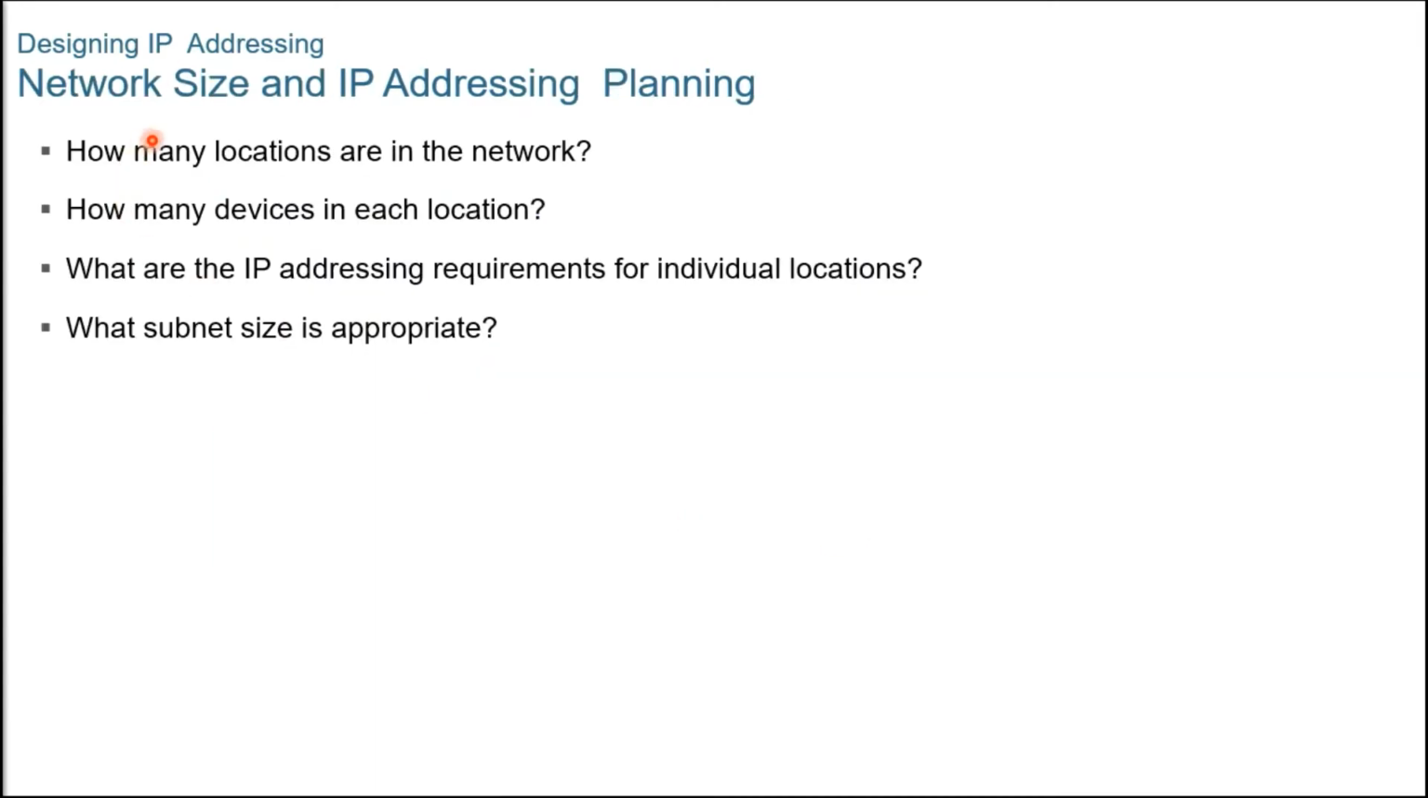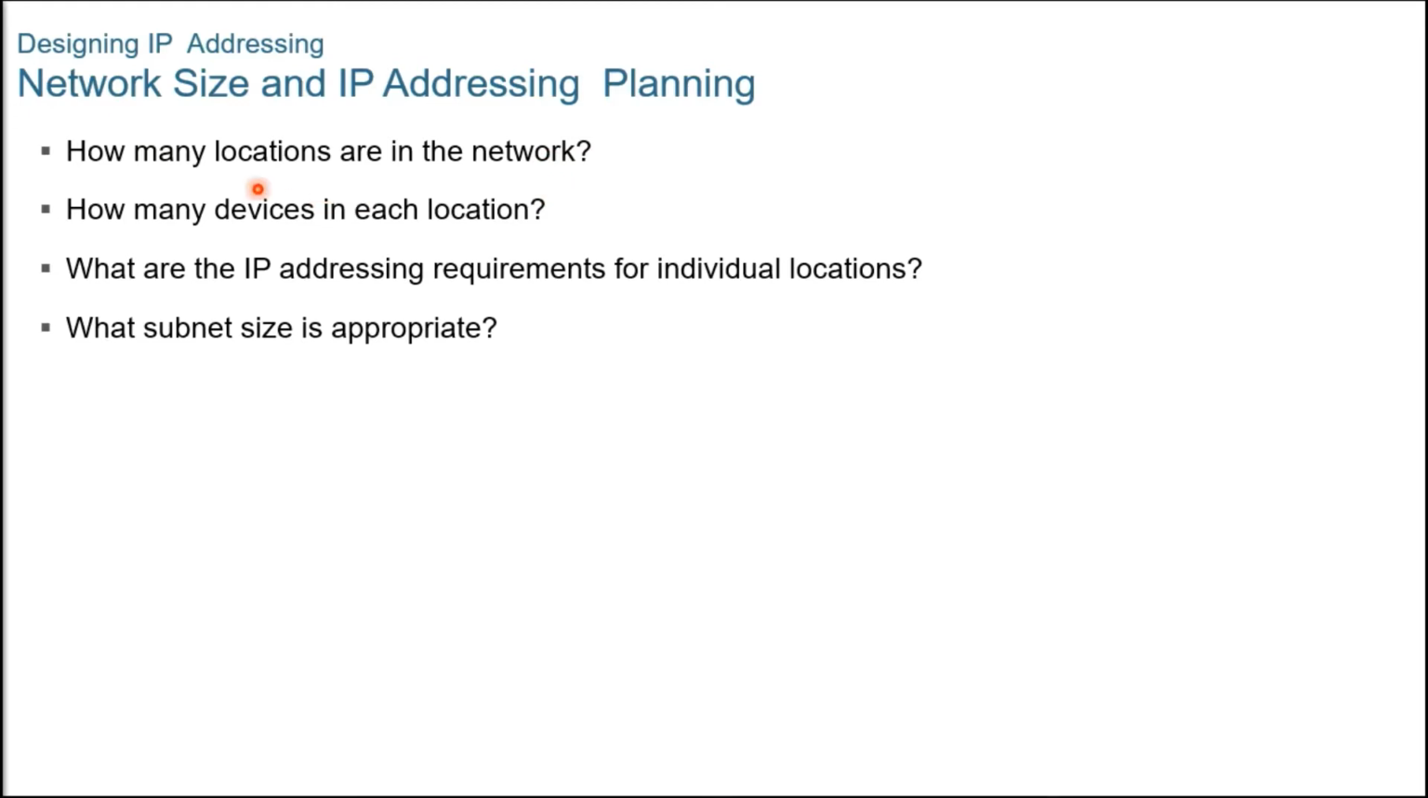Network size and IP addressing planning. So, determining the size of the network. The first step in designing an IP addressing plan is determining the size of the network to establish how many IP subnets and how many IP addresses are needed on each subnet. To gather this information, we need to answer the following questions here.